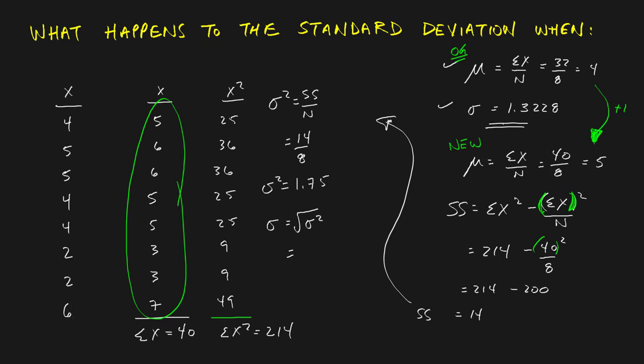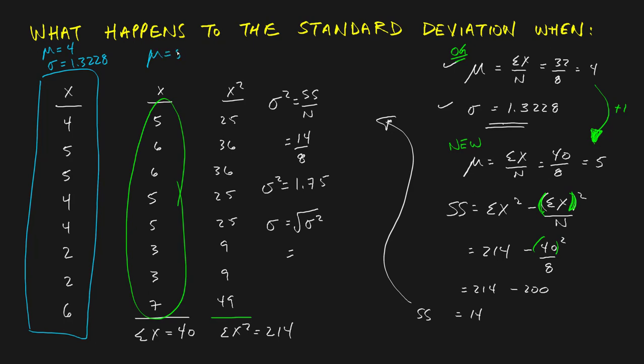So when we worked with this data the last time, the mean was equal to 4, the standard deviation was equal to 1.3228. Now, when I'm dealing with this set of data, the mean has changed. It went up by 1, but it appears that the standard deviation will not change. I had 1.75 for variance before. I have it again. When I root that, I'm still going to get 1.3228. The standard deviation is unchanged.